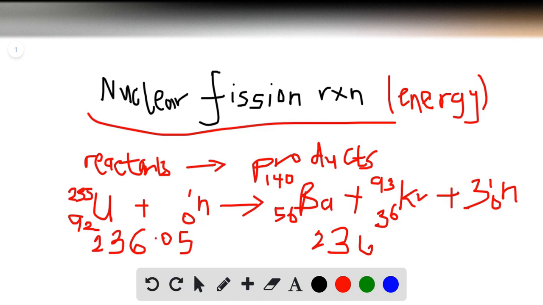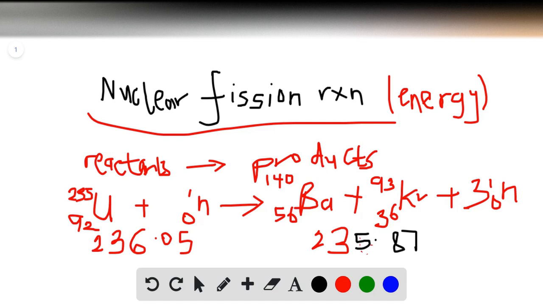So the mass difference, this is actually 5, not 6. The mass difference here is what is converted to energy that is accompanied by this reaction. So you know there's a difference. There's almost less than one difference between the reactants and the product.